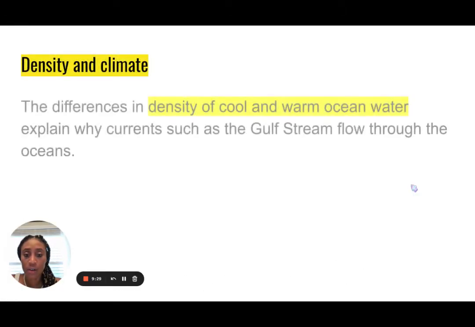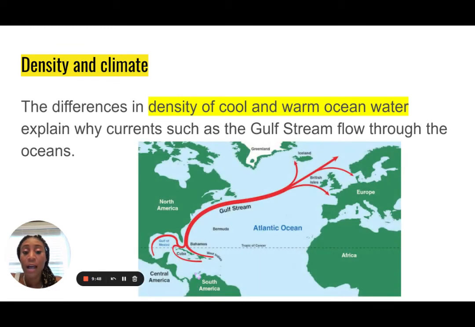Now, density is also important as it relates to climatic conditions all over the world. So here, the difference in density of cool and warm ocean water can explain why currents such as the Gulf Stream flow through the ocean. And if you've never heard of the Gulf Stream, it's basically a high stream of water that starts here in the Gulf of Mexico and it travels all the way up to northern Europe.